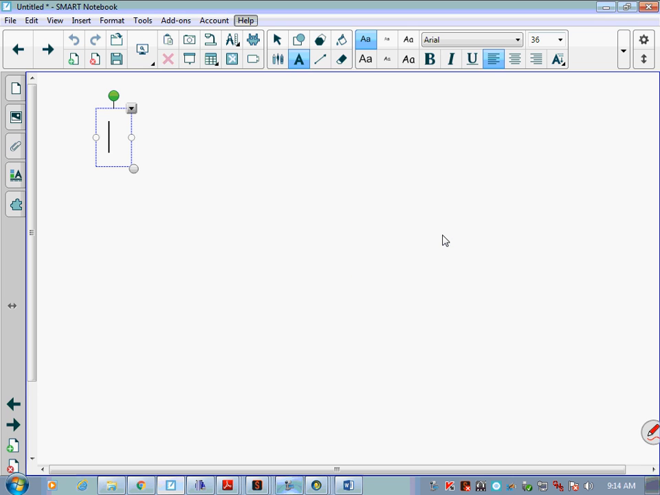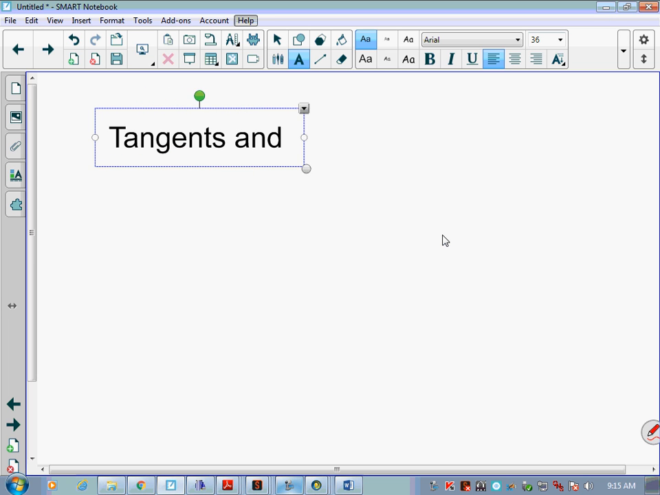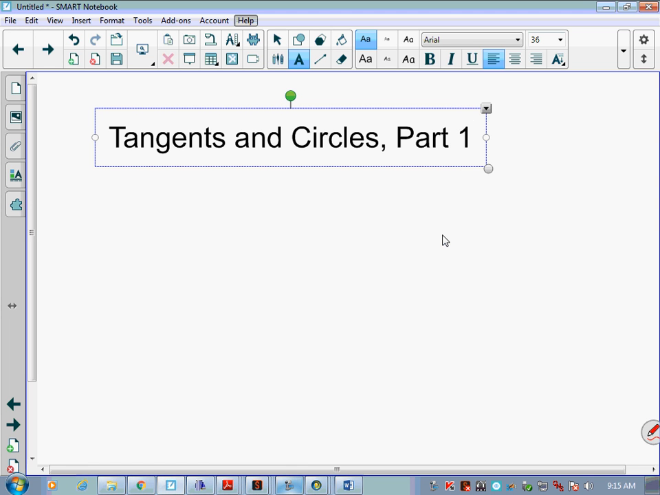We are in Geometry, Lesson 58, titled Tangents and Circles, Part 1. Okay, Tangents and Circles, Part 1. Let's go ahead and do some reading here.